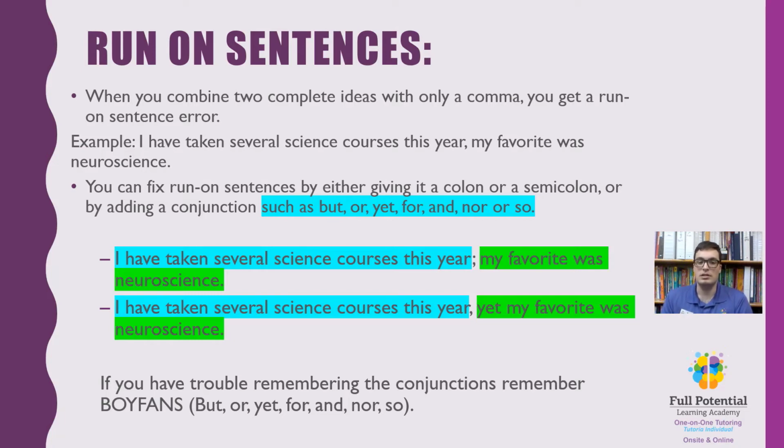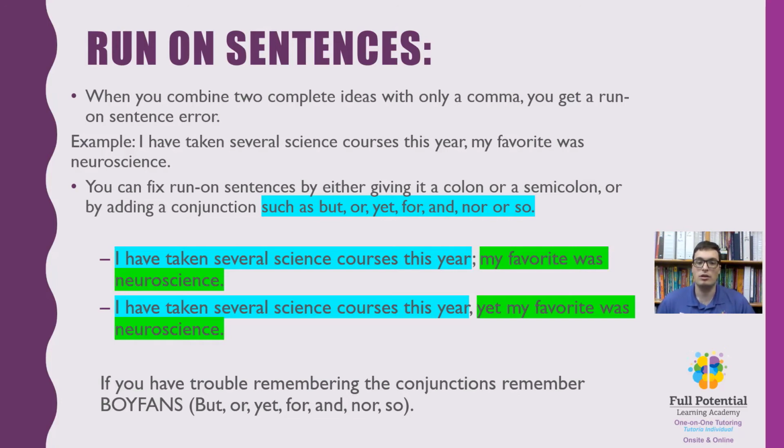To fix run-on sentences, you can add either a semicolon or colon appropriately, or you can add a conjunction that is appropriate, such as but, or, yet, for, and, nor, and so. We see this in the two examples below. In the first one, we have the semicolon in use and just have the ideas together. In the second sentence, we have, I have taken several science courses this year, yet my favorite is neuroscience. The yet is a necessary pause used to explain that their favorite course was neuroscience out of all the other science courses.